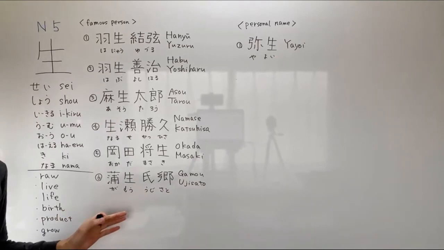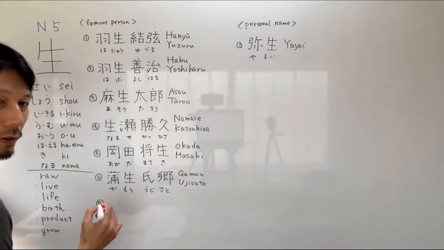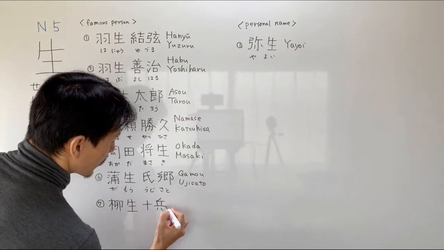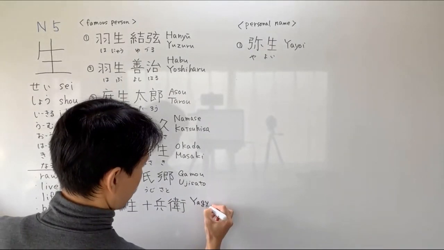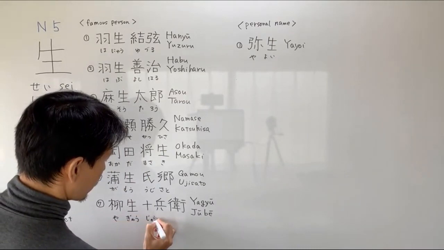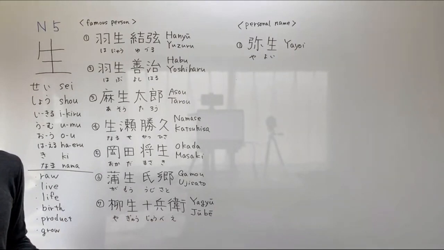Gamo Ujisato. And he was a feudal lord of the Warring States period, in Japanese, Sengoku period. And number seven, Yagyu Jubei, and he was a swordsman in Edo period.